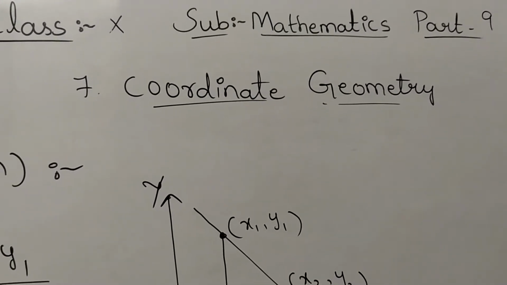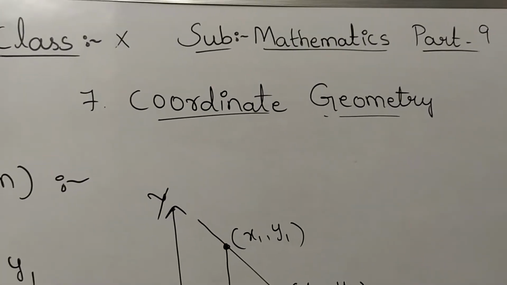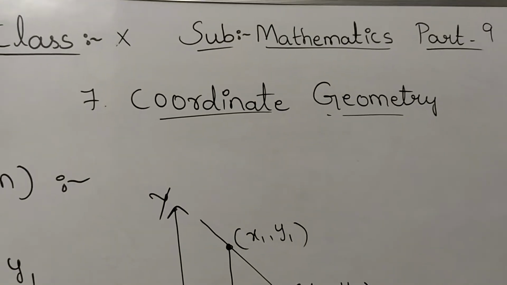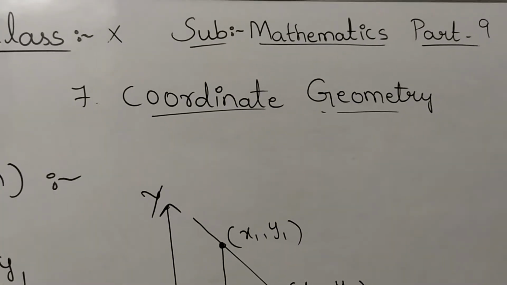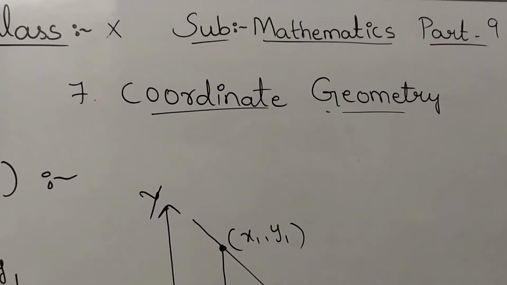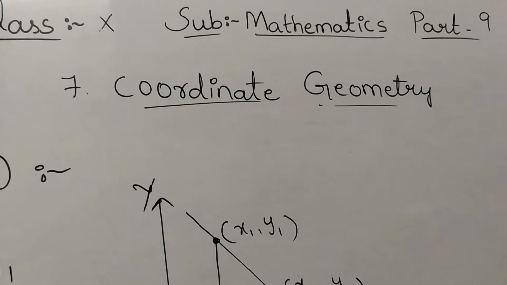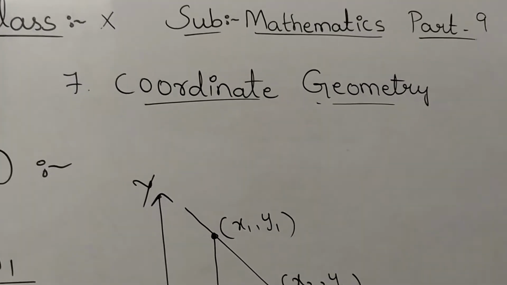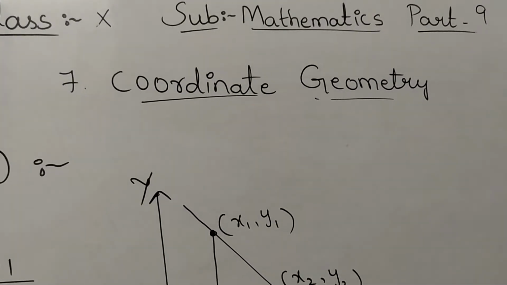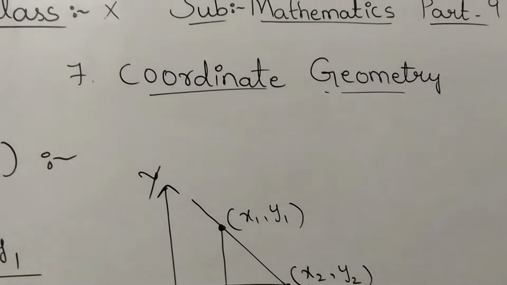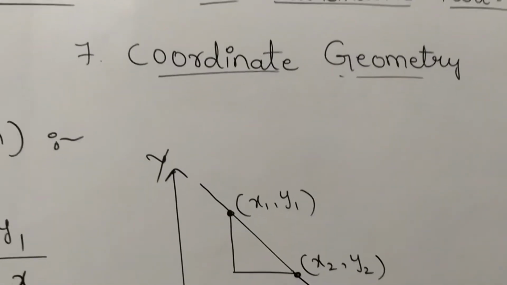Chapter number 7, Coordinate Geometry, Part 9 of class 10. In this video, students, we will finish this chapter. In the previous video, we discussed the centroid of a triangle and how to find it. Now, the next topic we are going to discuss.